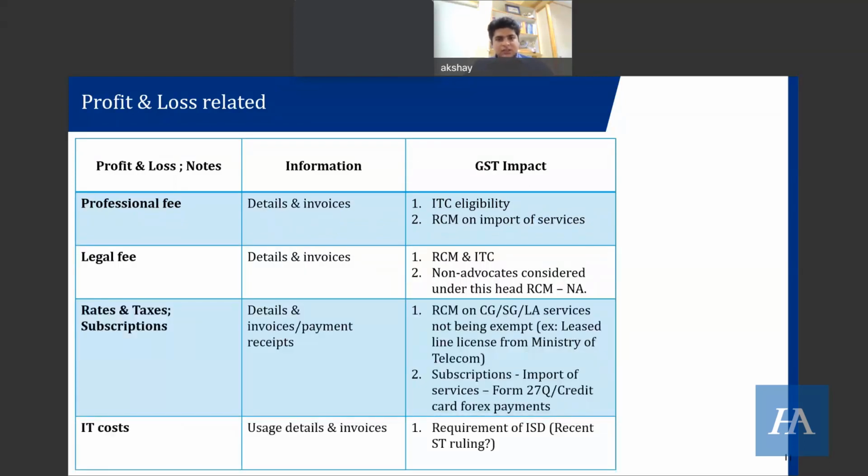Coming to professional fees, we have ITC eligibility and RCM on import of services. This is generally very simple and fair, where most people will be claiming the credits, as the professionals who are registered will be charging the taxes, which would ideally be at 18%. The implication which needs to be identified is the import of services. In certain cases, the payments against professional services will be made through credit card, which generally will not be verified, and therefore the implication of RCM on import of services may be missed.